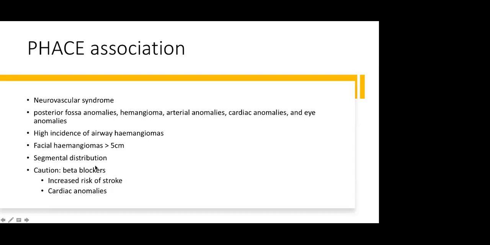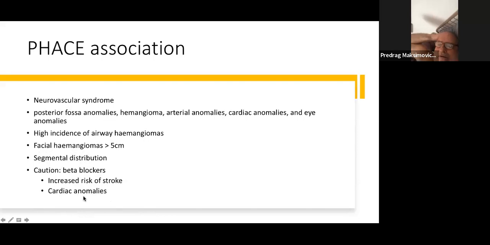So the reason to be aware of them is that we need to be cautious of using beta blockers in these patients because of the cerebrovascular malformations. They have an increased risk of stroke, and because of cardiac anomalies, beta blockers might be contributing.